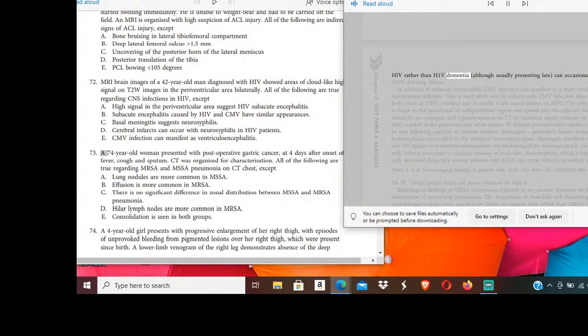HIV dementia, although usually presenting late, can occasionally be the AIDS-defining illness. In addition to subacute encephalitis, CMV infection can manifest as a more virulent ventriculoencephalitis. This is most often seen in concert with CMV infection elsewhere in the body, such as CMV retinitis, and is usually a late manifestation of AIDS.